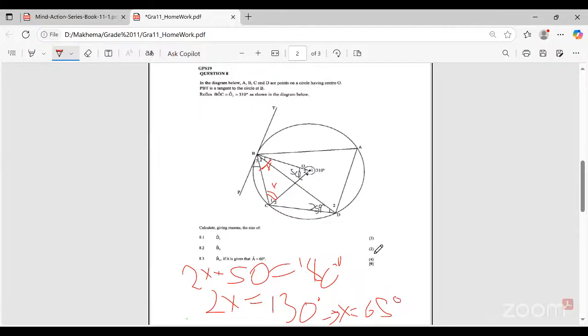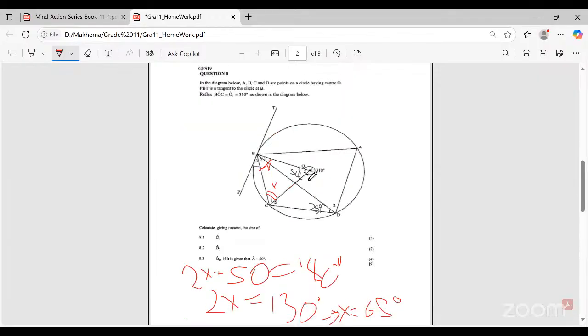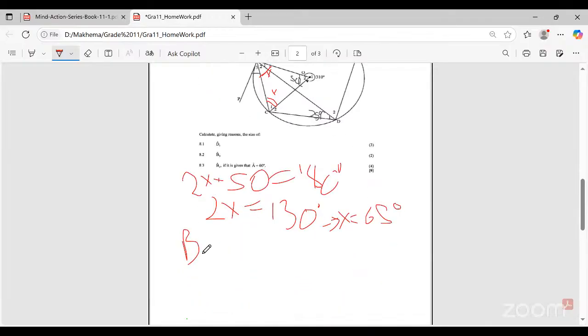Yes. Then we say angle B3. Angle B3 is equal to 90 minus 65? Oh man, this is a very nice mathematical approach. I love it. Then you're just going to get 90 minus 65 gives us 25 degrees. Oh yeah, 100% correct.